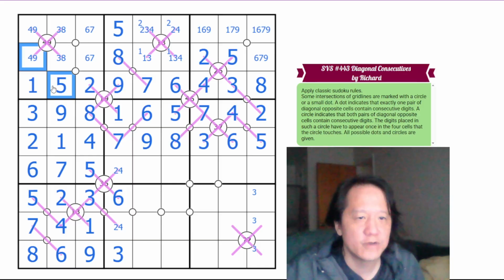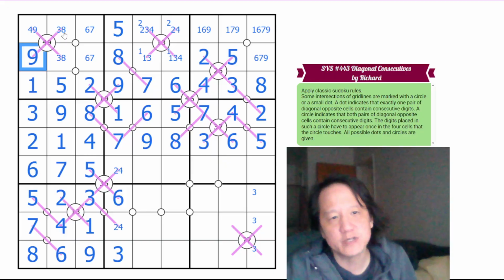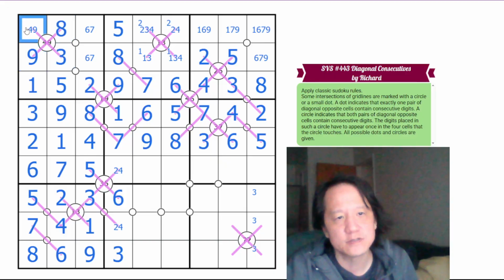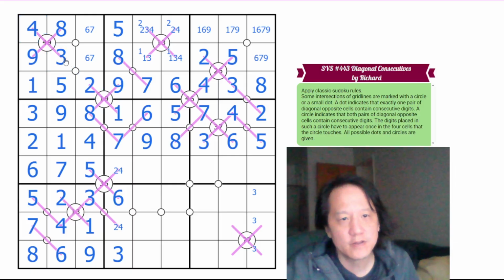Okay, 4 and 5 would be consecutive. So, and there's no white dot between, so this must be 9, which makes me consecutive with 8. So this is 3 and 4. 2 and 3 are consecutive. Therefore, this cannot be consecutive across this way. So this must be 7, which makes that 6. And 8 and 7 are consecutive, so that works for that.